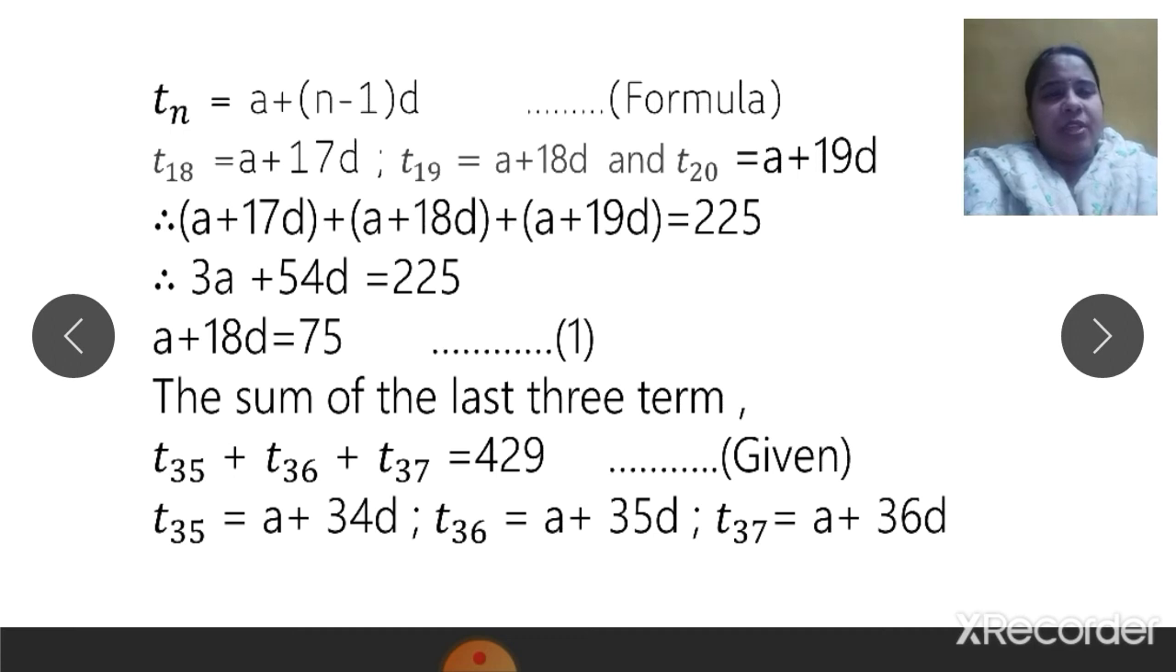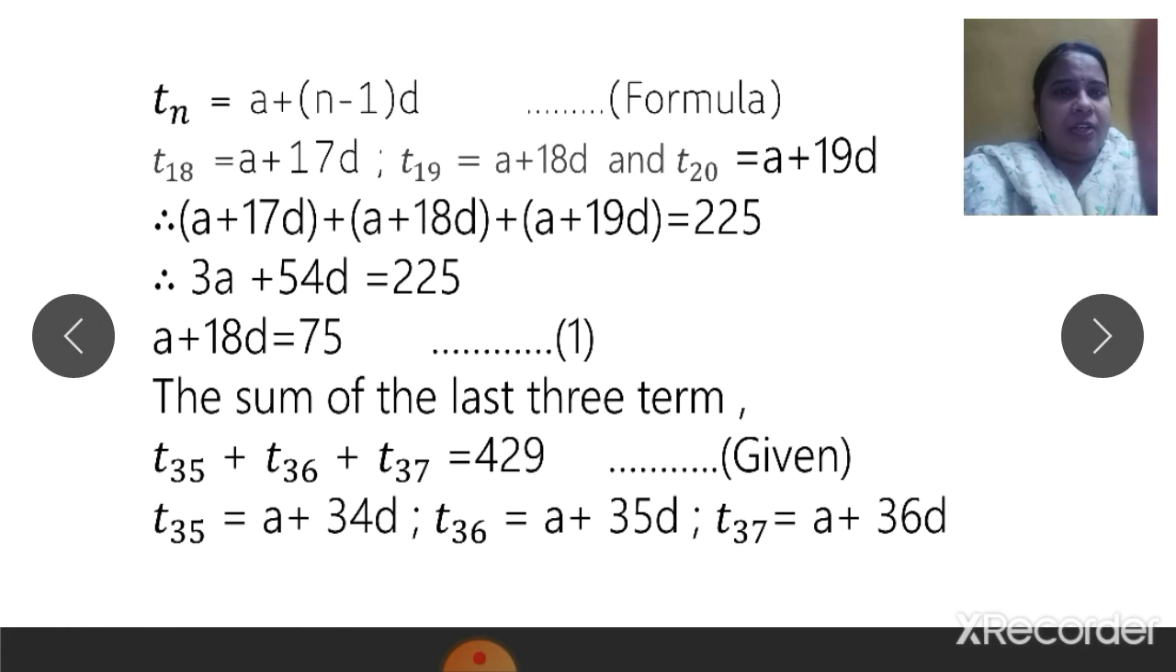So 3a plus 54d is equal to 225. It can be further reduced. Divide throughout by 3. So you will get a plus 18d is equal to 225 by 3, which is nothing but 75. Put it as equation number 1.